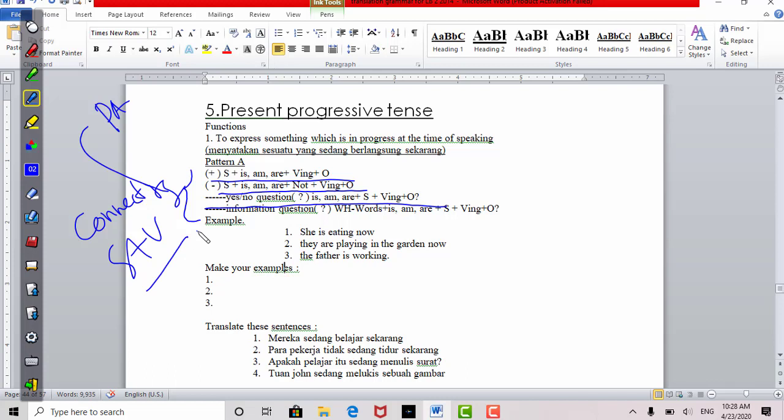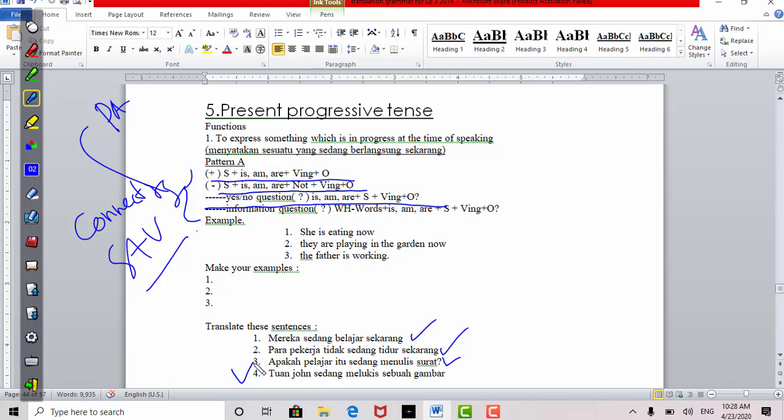For example, mereka sedang berjalan sekarang? They are walking now. Para pekerja tidak sedang tidur sekarang. They are not sleeping now. Apakah pelajar itu sedang menulis sekarang? Is the student writing a letter? Like that. Tuan John sedang melukis sebuah gambar. Mr. John is painting a picture. So this was something that I had explained for pattern A.